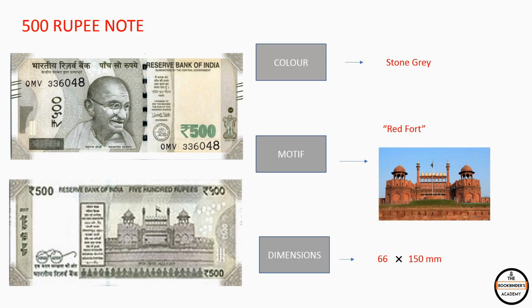Now let's just repeat it. The new 50 rupee note was 66 by 135 millimeters. The new 100 rupee note was 66 by 142 millimeters. The new 200 rupee note was 66 by 146 millimeters, and the new 500 rupee note is 66 by 150 millimeters.